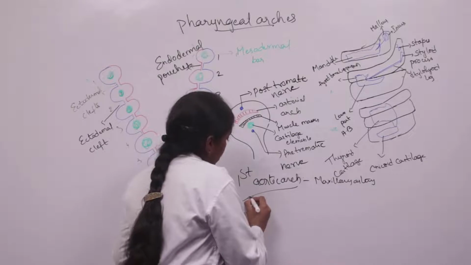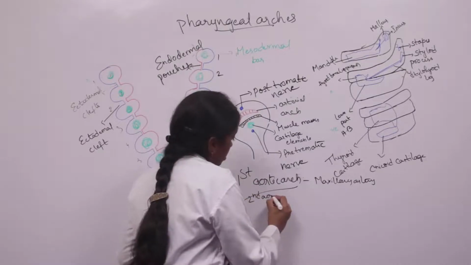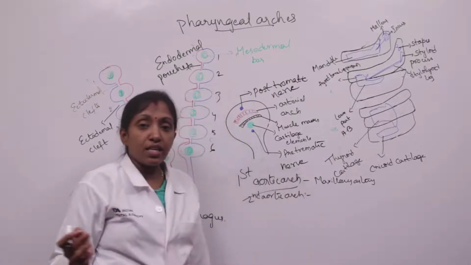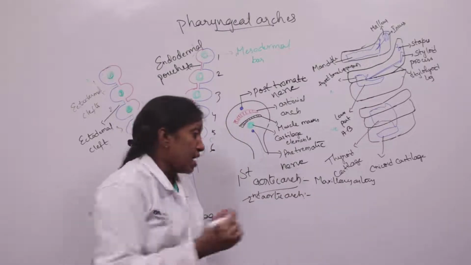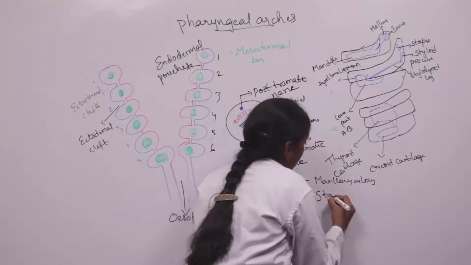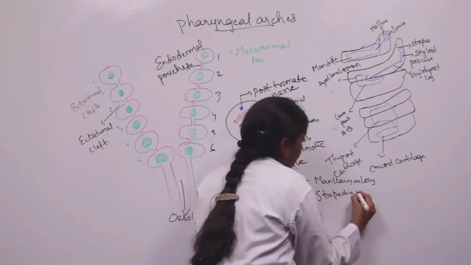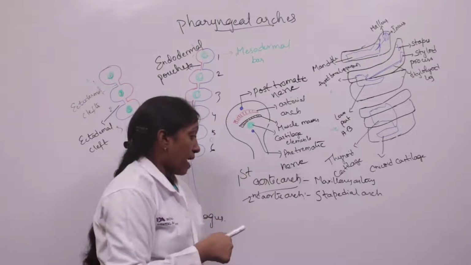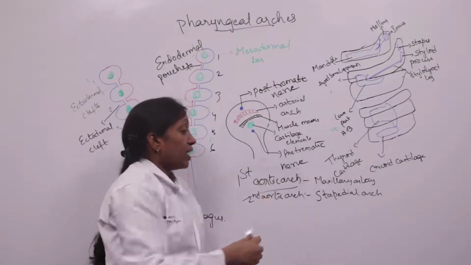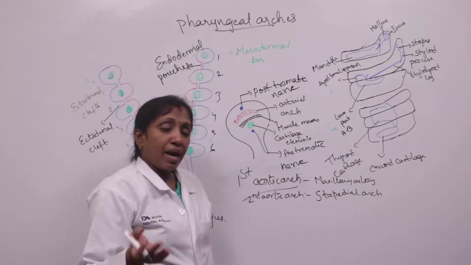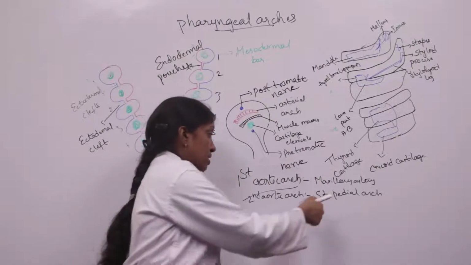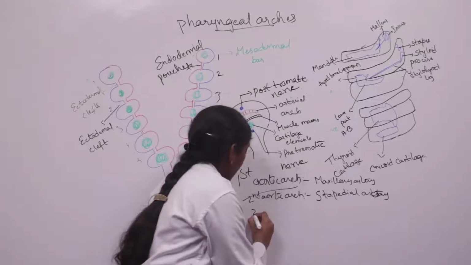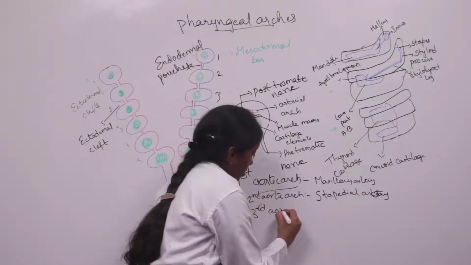And coming to the second aortic arch, it also regresses, but a dorsal part remains as the stapedial artery. So the first aortic arch disappears and a small part remains as the maxillary artery, and the second aortic arch is also regressive and a dorsal part remains as the stapedial artery.